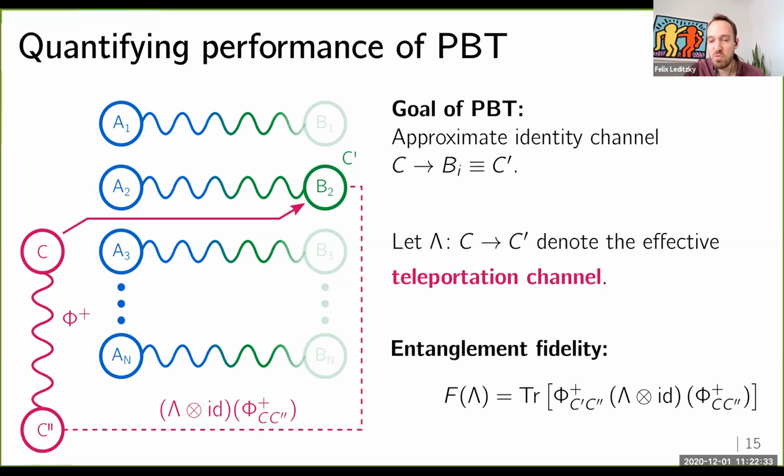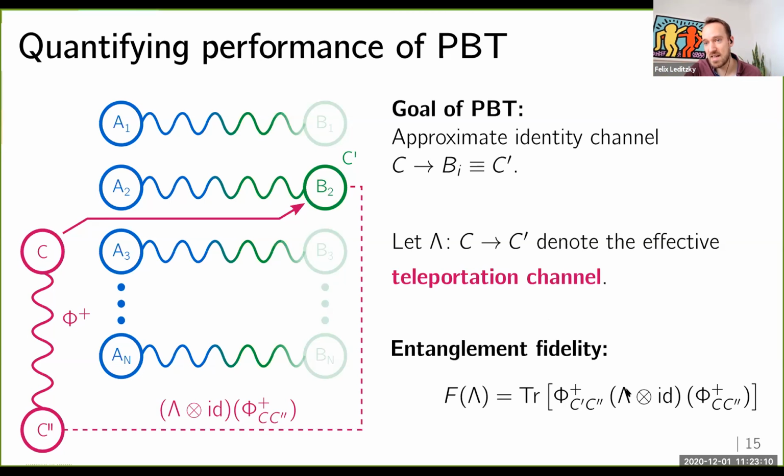And a good way to measure a distance between quantum channels is the so-called entanglement fidelity. To define this, what do we do? We assume that Alice actually has two systems in addition to her ports. So like a qubit C that she wants to teleport and a qubit C double prime that she wants to keep. And we assume that they are in a maximally entangled state. And then you teleport one half of this maximally entangled state to Bob. And then you ask, how close is my resulting state to the initial maximally entangled state?